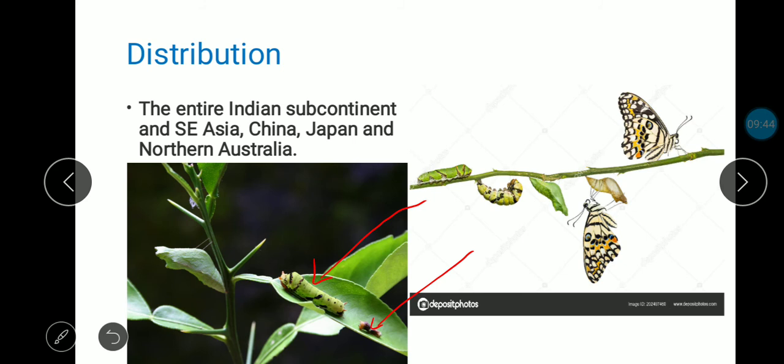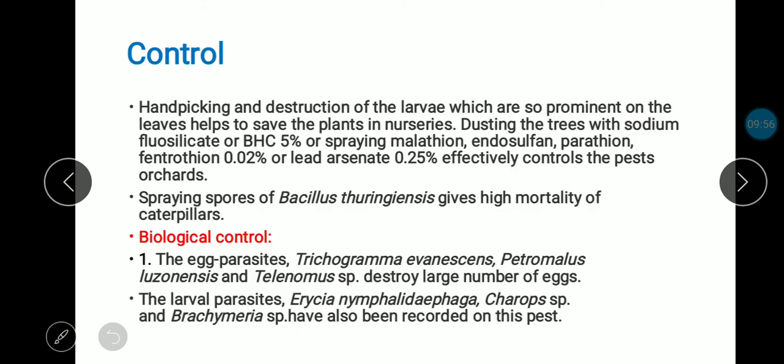In this diagram, all the stages, that is the first instar stage, the late instar stage, the pupa and the adult, are present in this slide and you can compare them. Control of this pest.